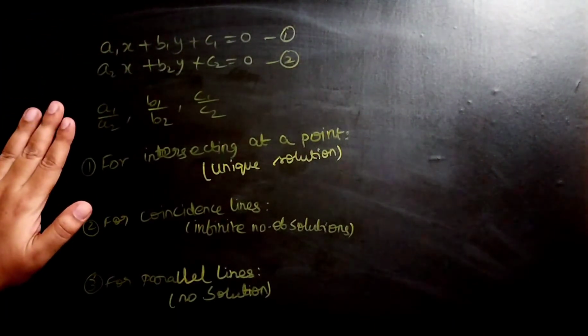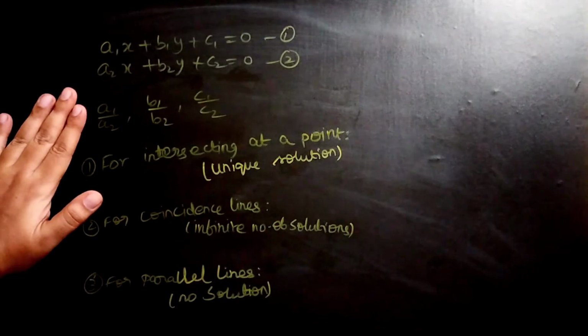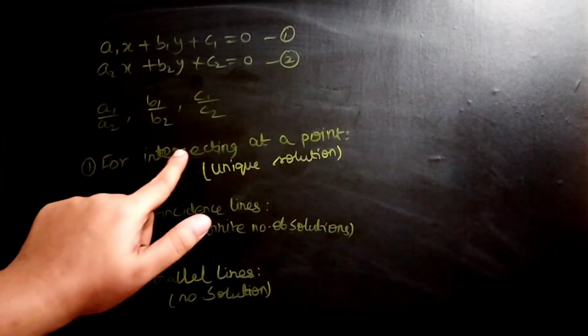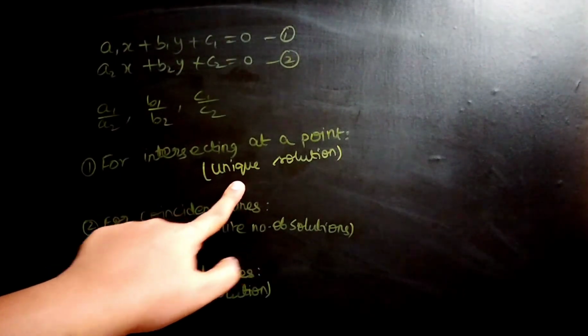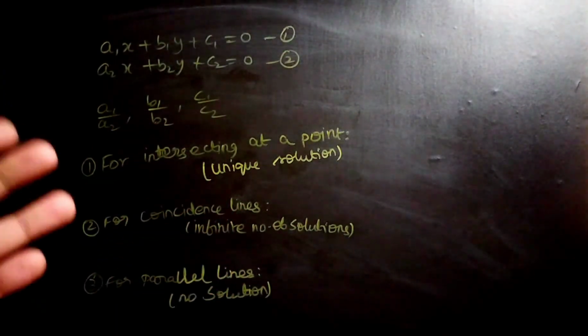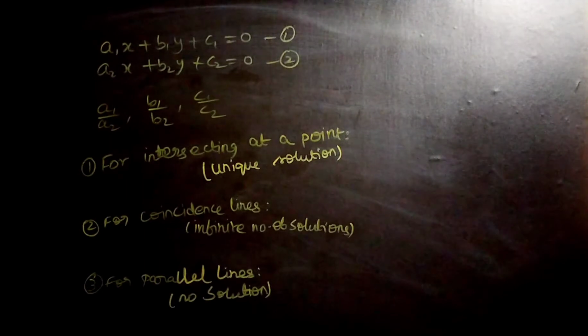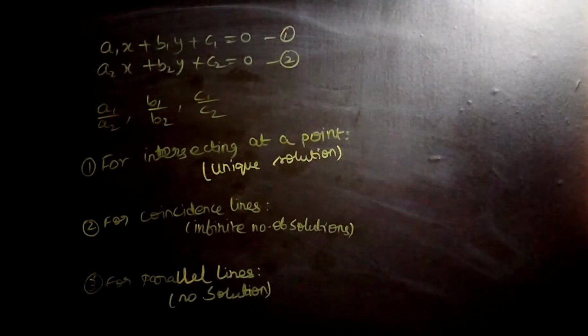After simplifying and finding the value of these ratios, for intersecting at a point, or in terms of solution we say unique solution, that means only one solution. Like the previous question we did earlier, (3, 5), or (7, 3), or (3, 7). Only one point we will get as the answer. That is intersecting at a point. It can be anywhere.